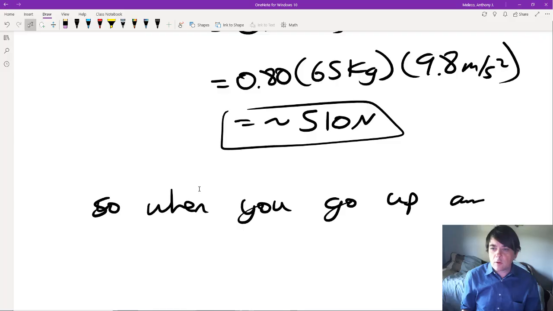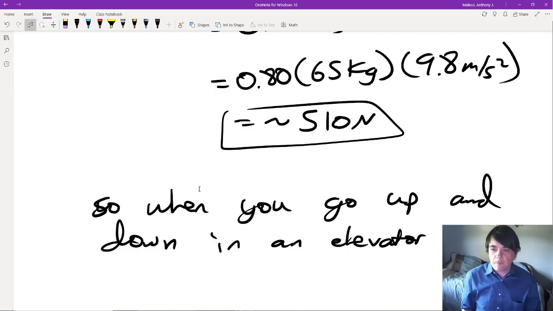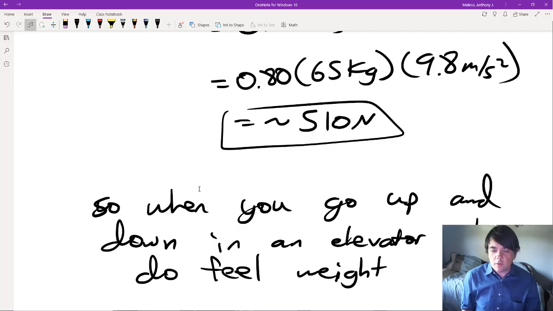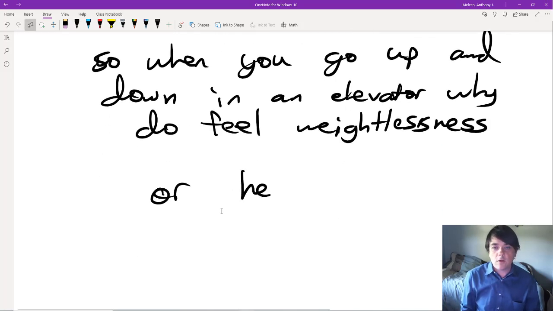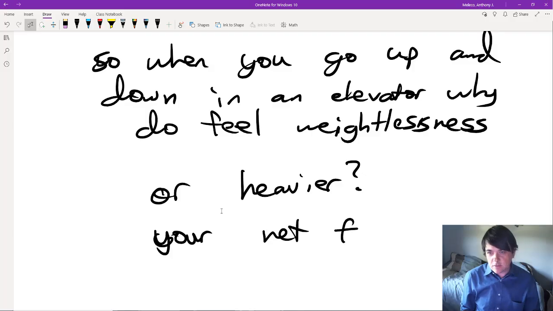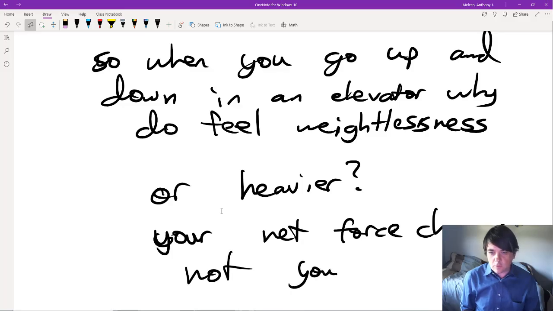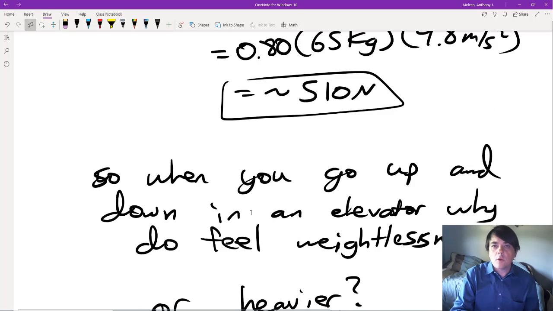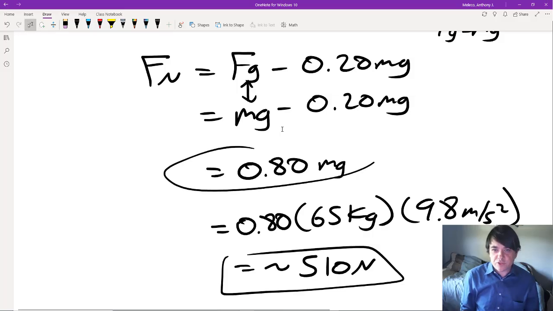So when you go up and down in an elevator, why do you feel weightlessness or heavier? Your net force changes, not your weight. It's shown right here, right? Your normal force is changing, which is your net force here.